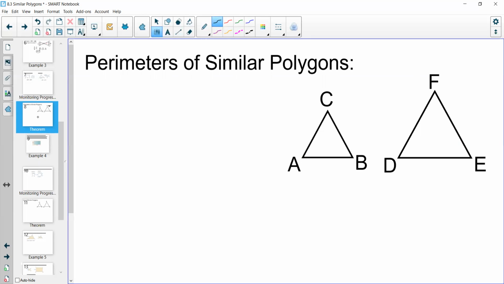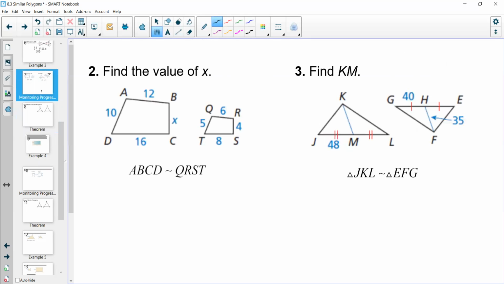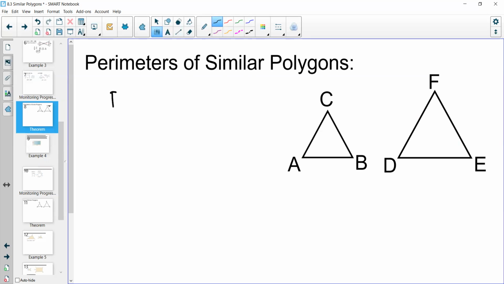So remember, the perimeter is the sum of the sides. If we take the perimeter of the new, let's look at an example here with numbers. So let's look at these two here. What this tells me is the perimeter of the new divided by the perimeter of the old should be equal to any of the sides. So let's take a look at these examples here.